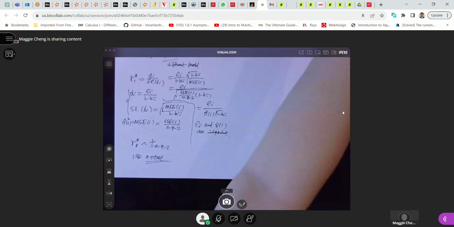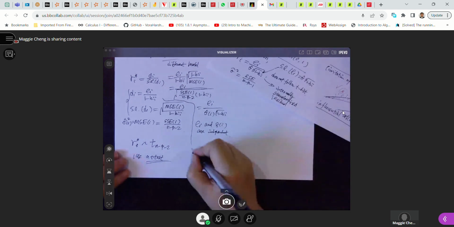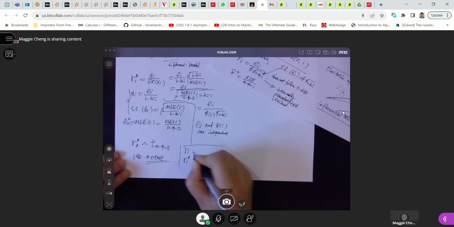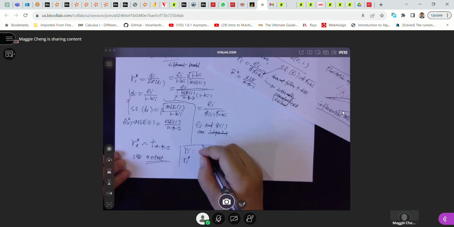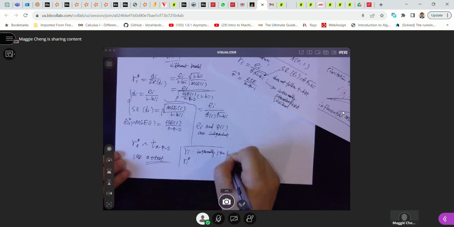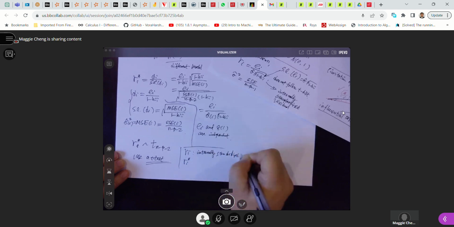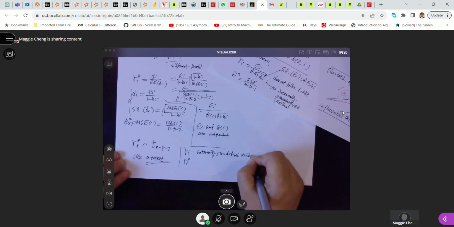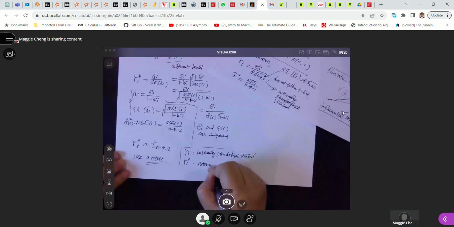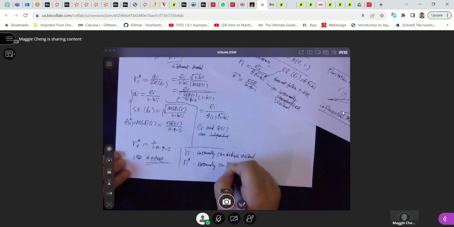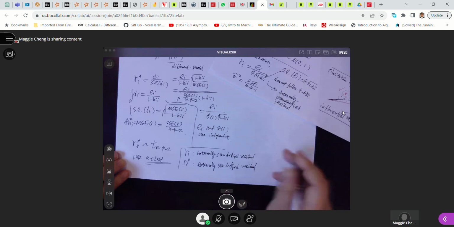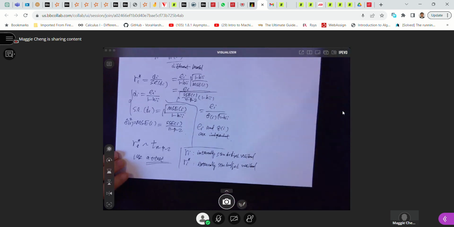So this one, Ri and Ri star. Ri is considered internally standardized residue. Ri star would be externally standardized residue. The difference can be seen from here, from this picture.